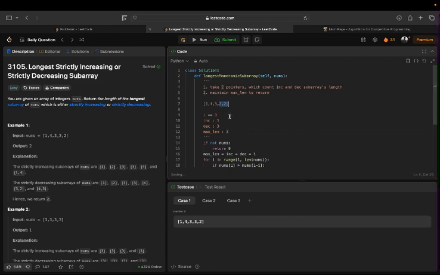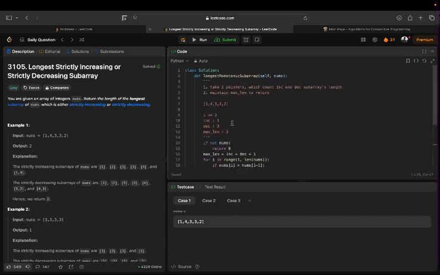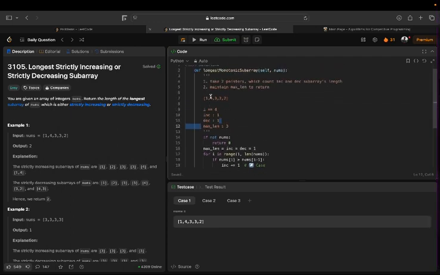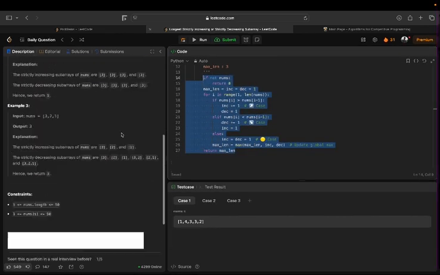And here, as you can see, in the third condition these are equal, so increasing and decreasing will be 1, and max length will remain 3. So we return 3. The answer is 3, as we can clearly see. This is the maximum length of the increasing and decreasing subarray. That's all for this problem. I hope you understand the problem and solution well.